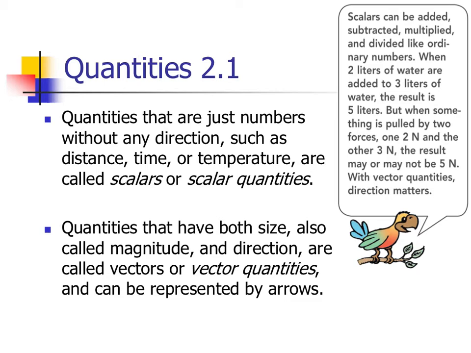Further defining the scalar and vector quantities. Again, scalars are those that have just numbers, no direction. Distance. Time is the best one. I really like time and temperature as examples of scalar quantities, because a lot of times we can add a direction to distance, and all of a sudden it changes into a vector quantity.